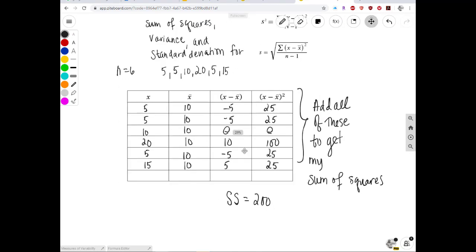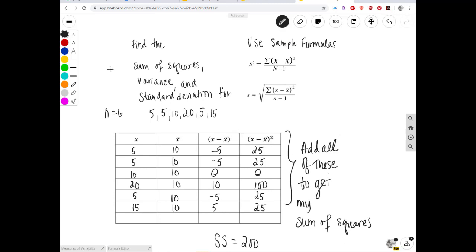That gets me to, I've answered this part right here. Done that. Okay, great. Now I need to calculate the variance. And my variance formula is right here. This top part is the sum of squares. I took the deviations of the mean, I squared them, and then I added them all up. Now I have to divide the sum of squares by the sample size minus 1.